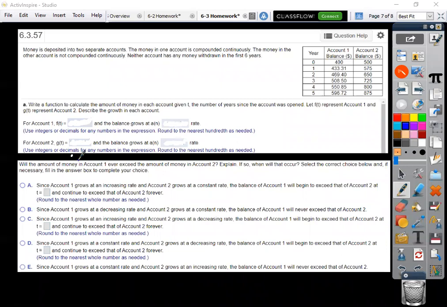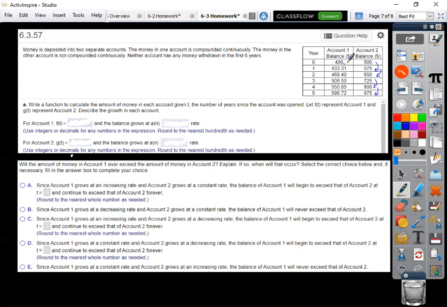All right, so let's see if we can get through this one. It's a little bit longer here. We've got two accounts that we're putting money into, and you can see in the chart, they both start out with different amounts, 400, 500. This one's growing by a constant amount. It's going up 75 every time, so that's like simple interest. So that's a little easier to work with here.